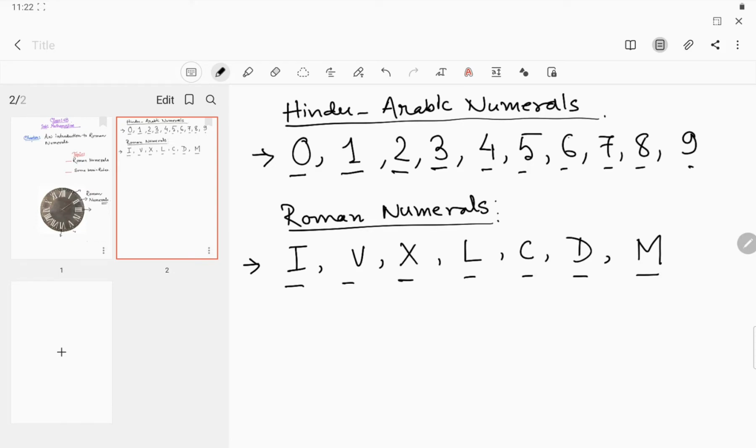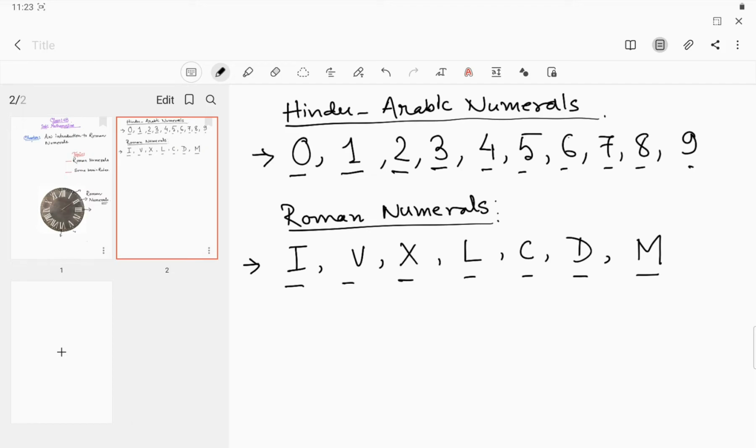The Romans used to do their calculations using these symbols. And these symbols represent numerals. These numerals are called Roman numerals.